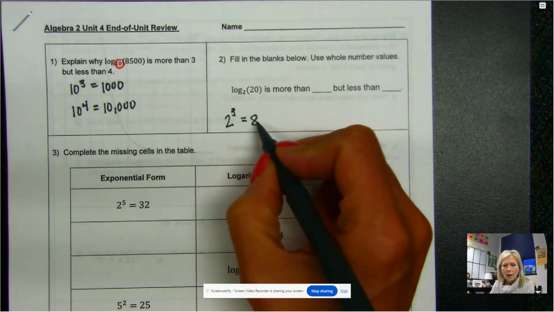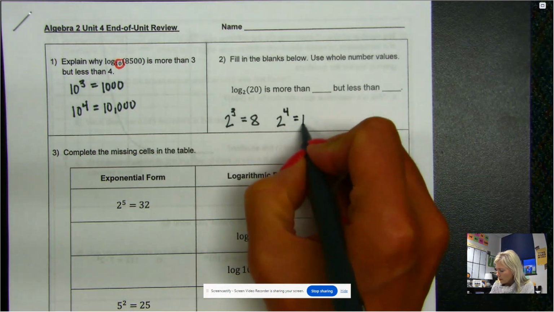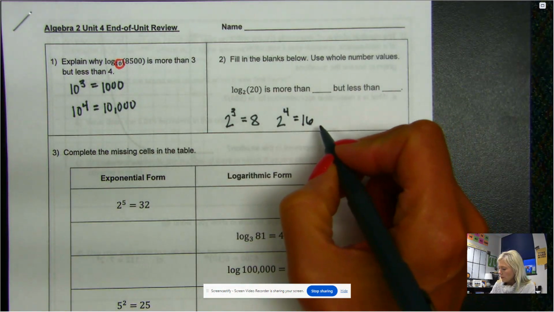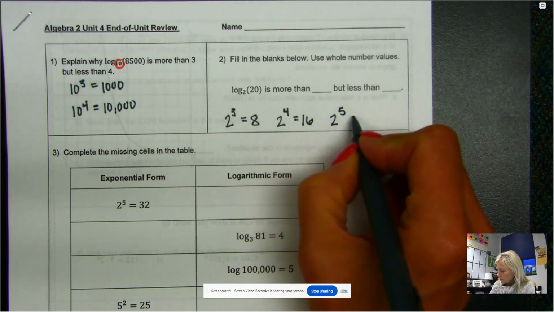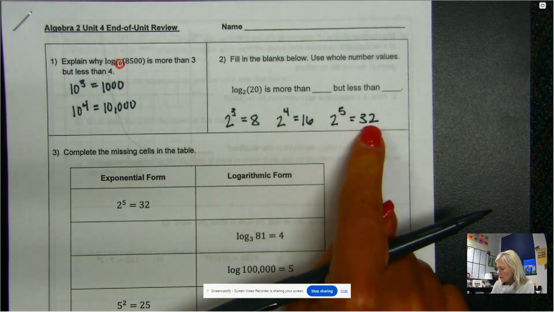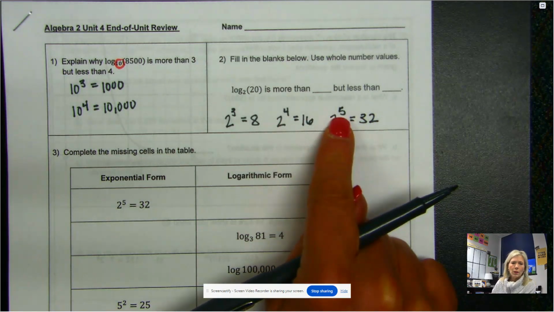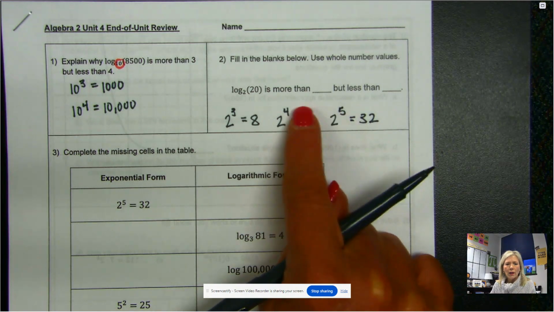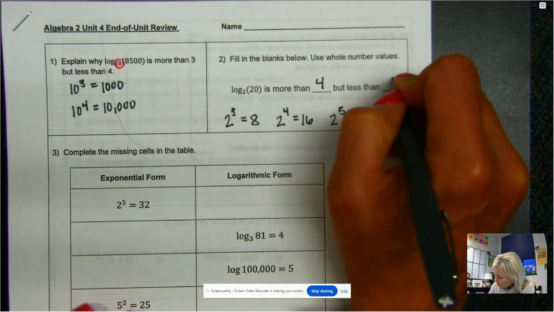So if I multiply that by 2, we get 2 to the fourth, which is 16. That's still a little less than 20, so I need to do one more. 2 to the fifth would be 32. And so since 20 is between 16 and 32, the log base 2 of 20 would be between 4 and 5. So it takes a power more than 4 but less than 5 to reach 20. So this would be 4 and 5.